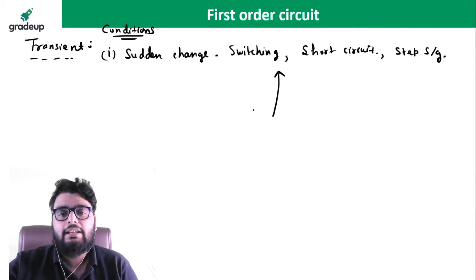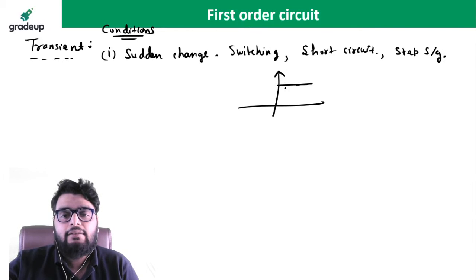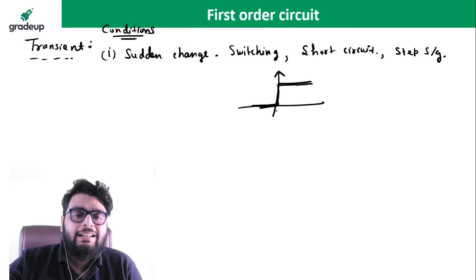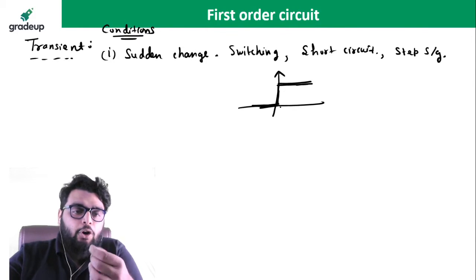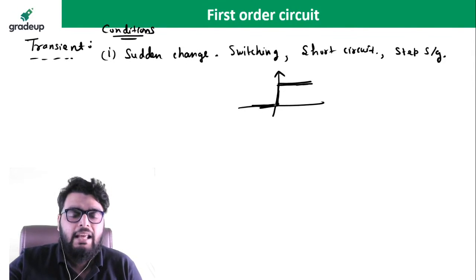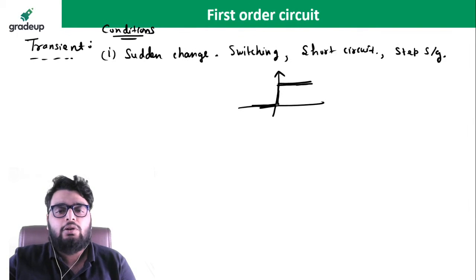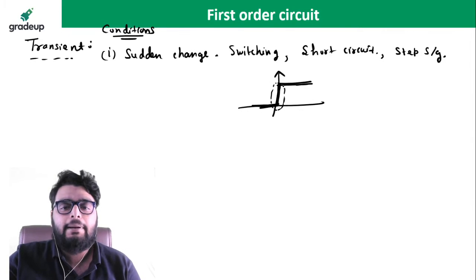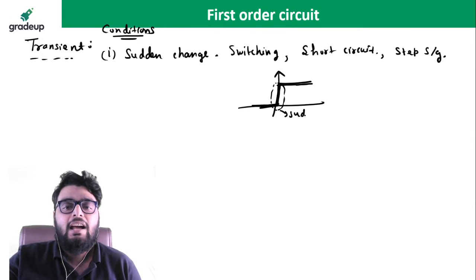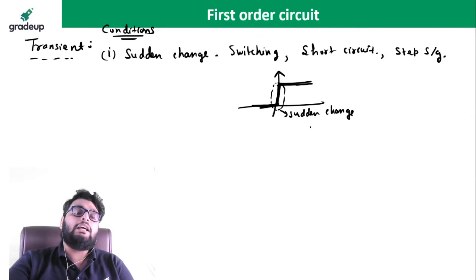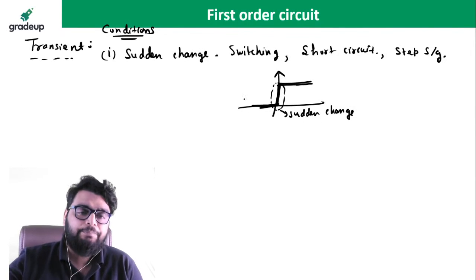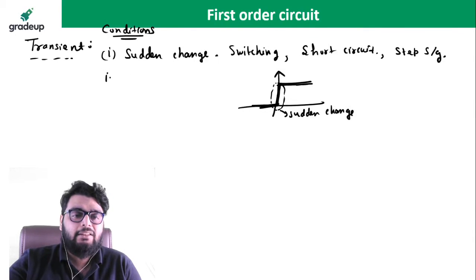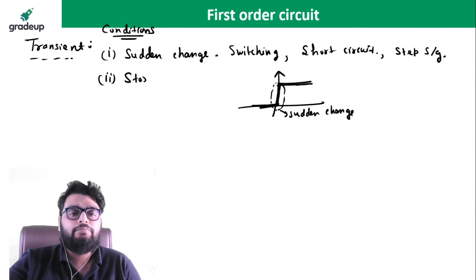Why? See very carefully. A step signal looks like this one. At t equal to 0, before t equal to 0, the signal is 0. Now suddenly at t equal to 0, it reaches a maximum value, right? So you can see here, what is happening? A sudden change is happening. So if you have a step signal, then also a sudden change can happen, right? And the next condition, storage element.